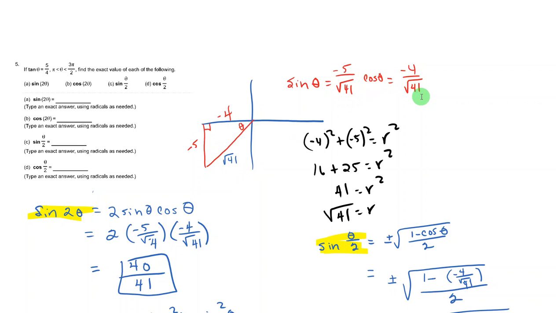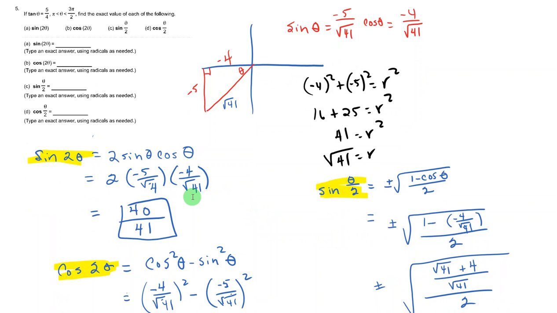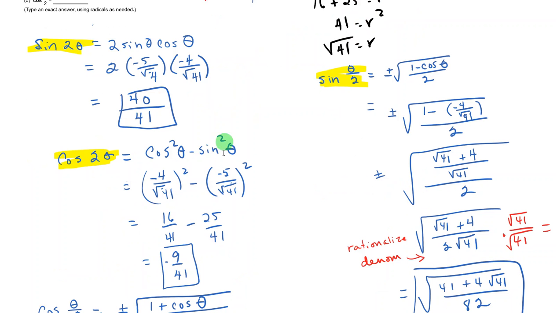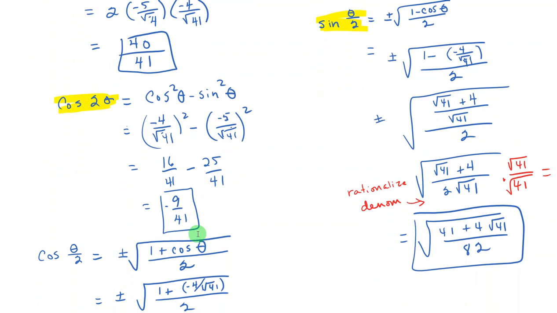All right. So I got to do the same for sine 2 theta. I'm going to plug them in. I end up with 40 over 41. And this was, what did I have there? So that just didn't look quite right. That 41 made right. When you square that, you get 16 over 41. You get 25 over 41. When you subtract, you get negative 9 over 41. So that is the cosine 2 theta.